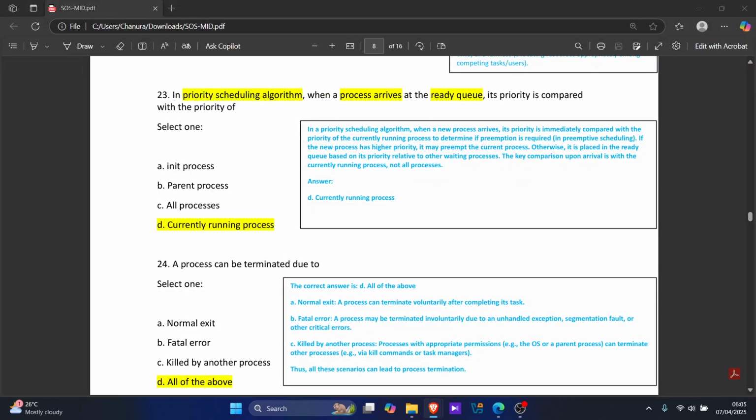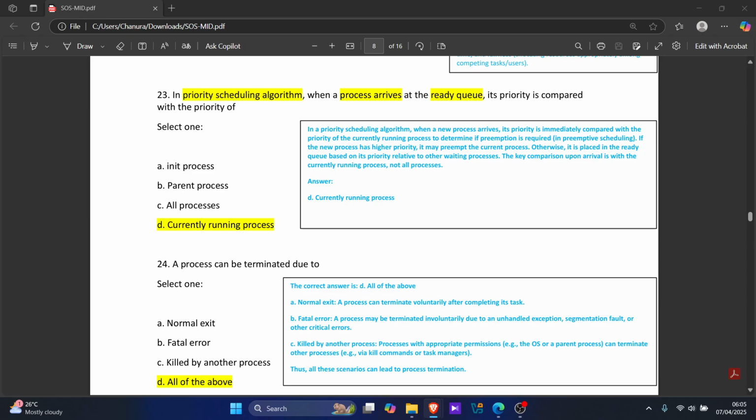So if the algorithm is preemptive, the answer is D. If non-preemptive, the answer is C. However, the question doesn't specify preemptive or not. But usually, when priority scheduling is mentioned without specifying, it's often considered preemptive. Therefore, the answer would be D, currently running process. But I'm not 100% sure.